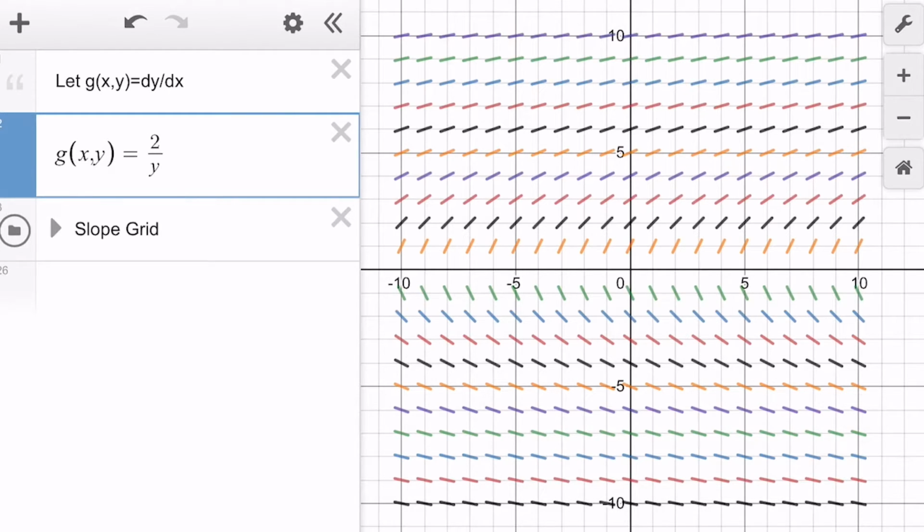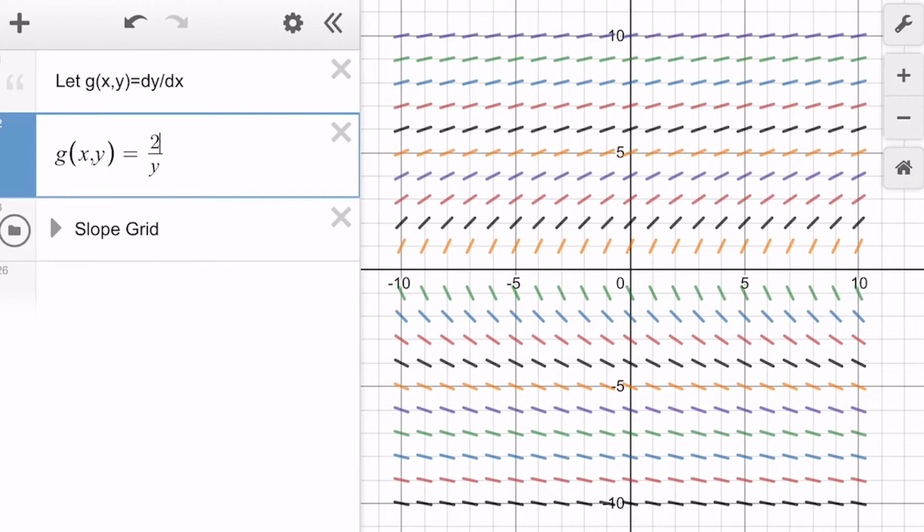Now, this is particularly convenient because Desmos shows a different color for each row, and you can see, for instance, that all of these guys have exactly the same slope, and all of these guys have exactly the same slope, and all of these guys have exactly the same slope. So that's what I mean by horizontally consistent.